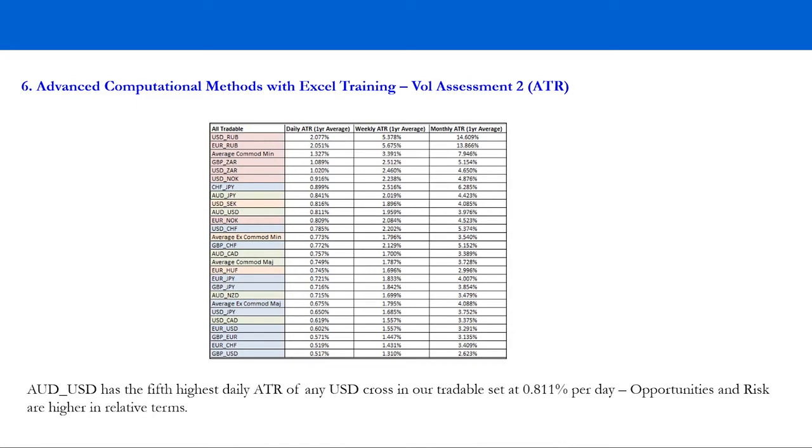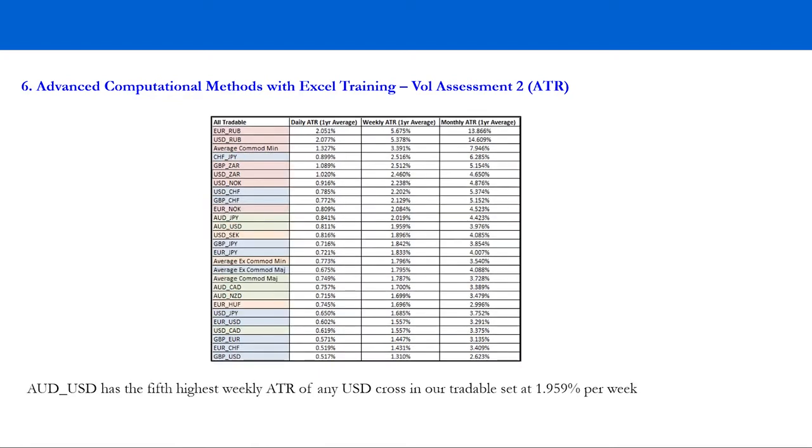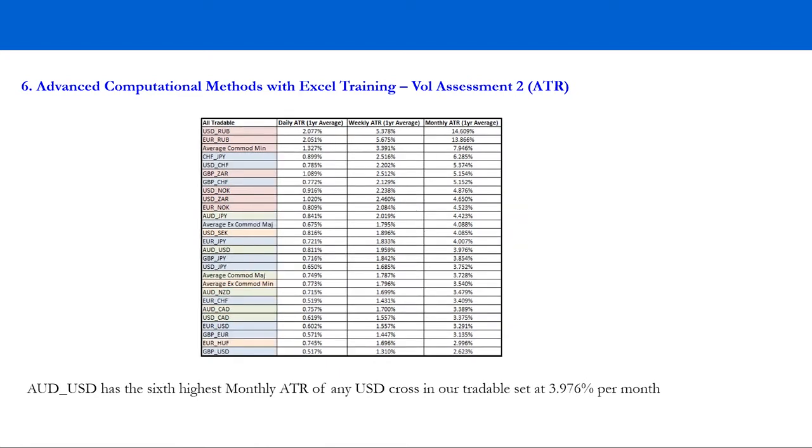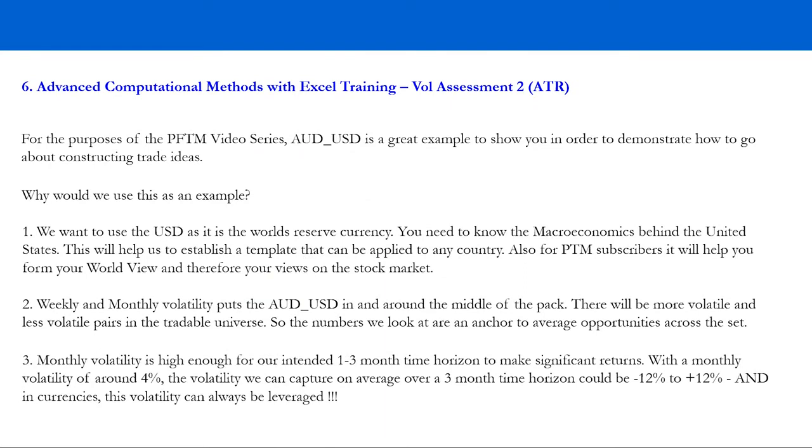So on a one-day basis, a daily ATR, 1 year average, we're looking at a 0.811% ATR on average per day. On a weekly basis, we're looking at a 1.959% average per day. And on a 1 month basis, a 3.976% move.